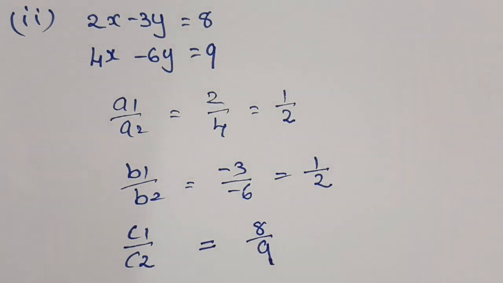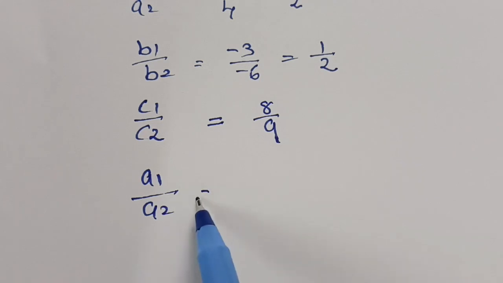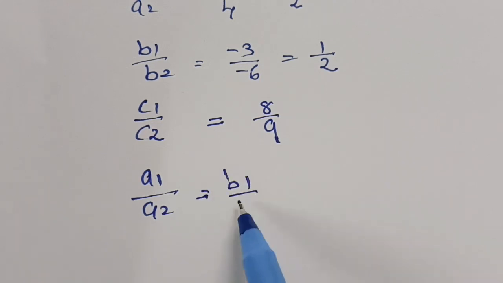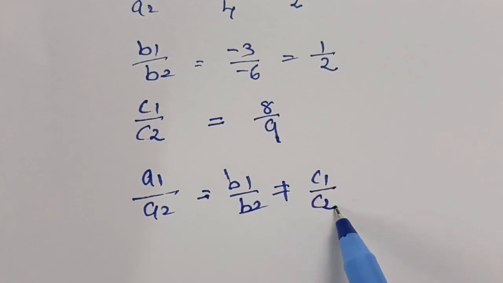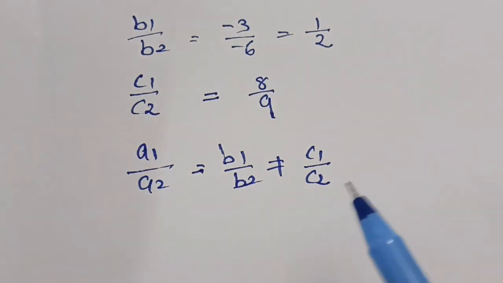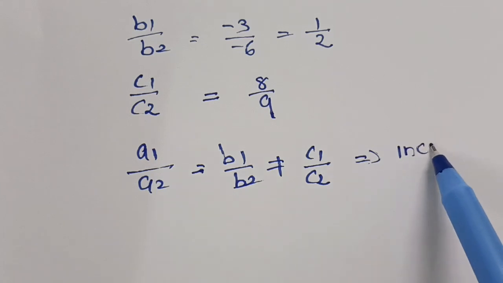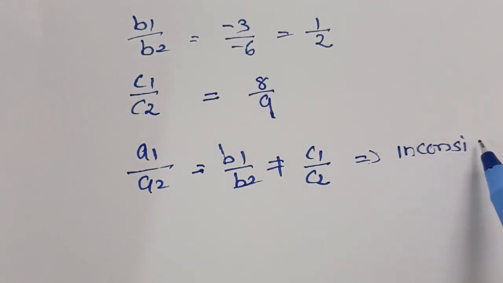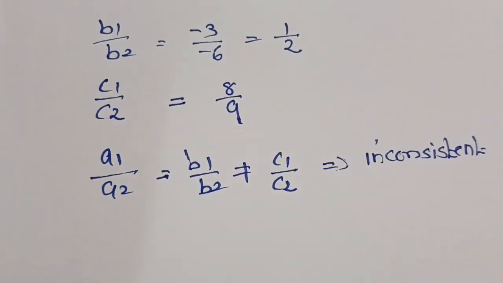Therefore we get a1 by a2 equal to b1 by b2 but not equal to c1 by c2. That means the lines are parallel. Lines are parallel means there is no solution. If there is no solution, then the system is inconsistent, isn't it? The system is inconsistent. Okay? The system is inconsistent.